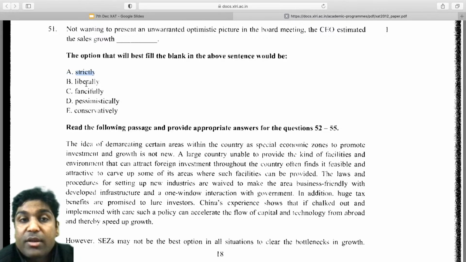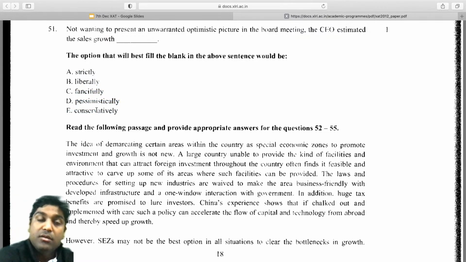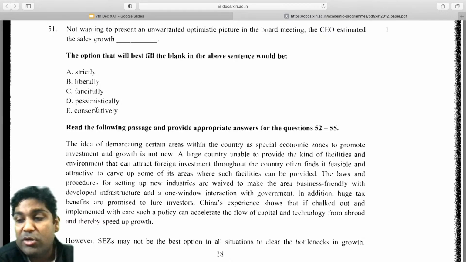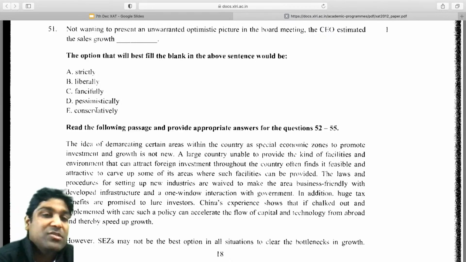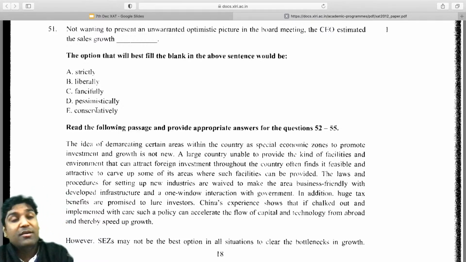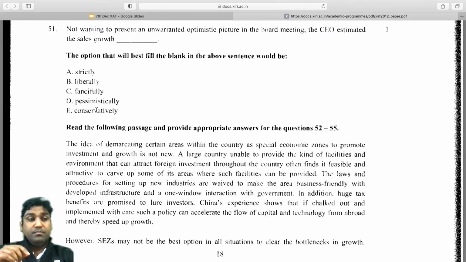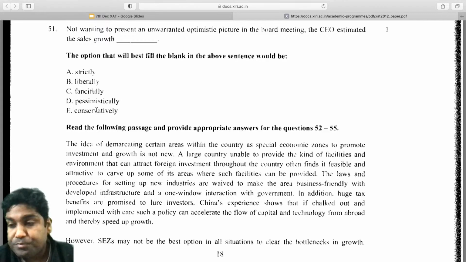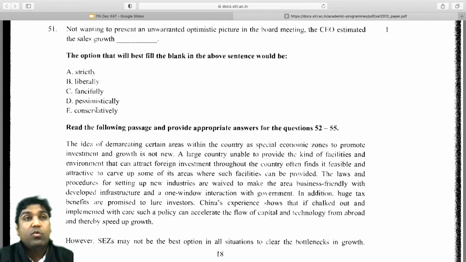Strictly, no. Liberally, no. Fancifully, no. Pessimistically, no. Conservatively. So when you say conservatively, you are being a little modest about it. You are not making tall claims, because you don't want to cut a sorry figure after the actual year goes by, or the sales growth happens. So some leaders have this habit that they don't make tall claims. That is how it is.